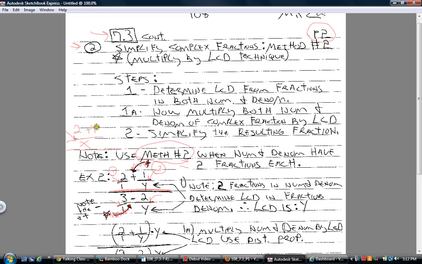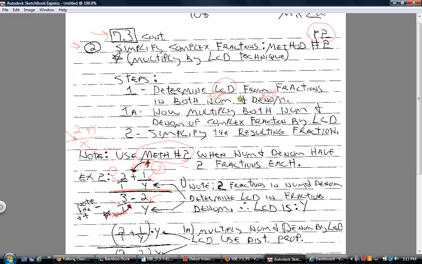That's what you're doing. Okay, now what are the steps to do this method number 2? The goal here is you're going to clear out the rational expressions in both the numerator and denominator by determining the LCD from both fractions. You're going to look at the denominators in the rational expressions that are in the numerator. Think of the top half and think of the bottom half.